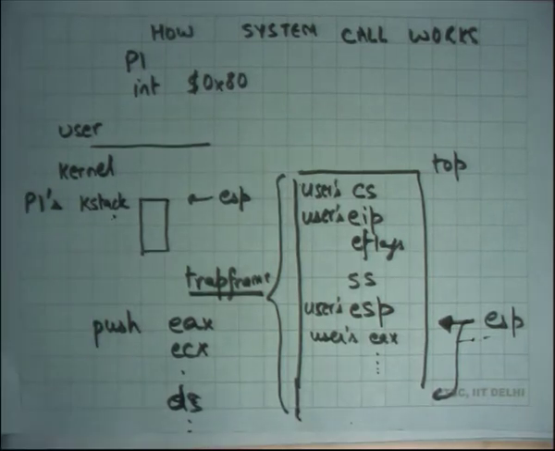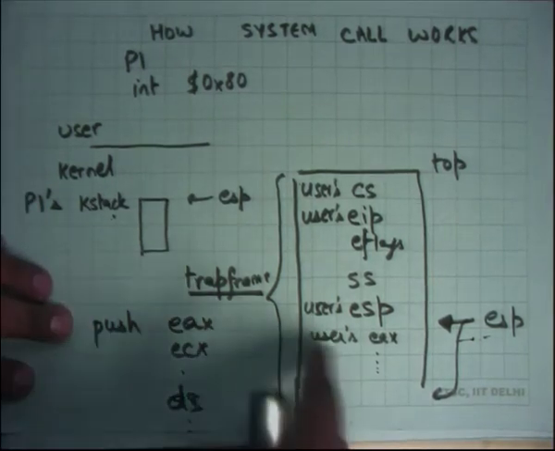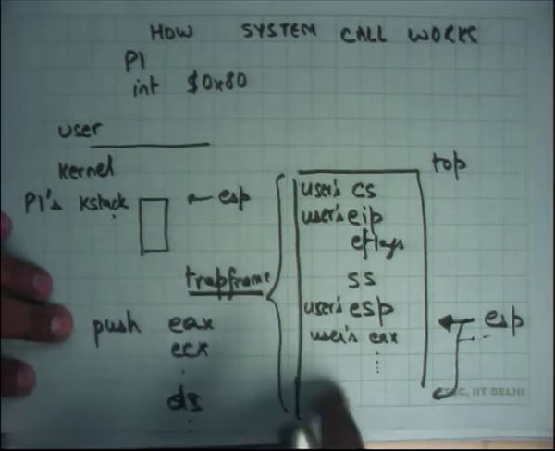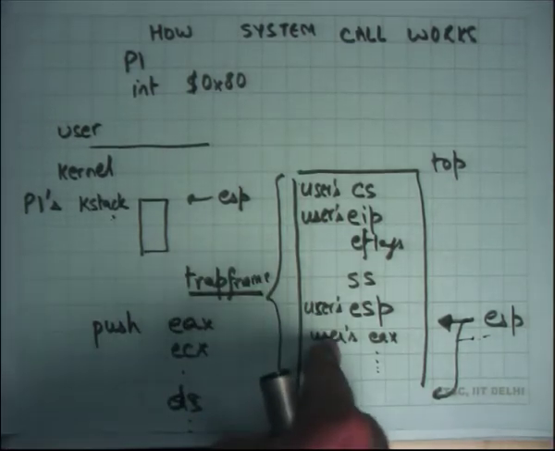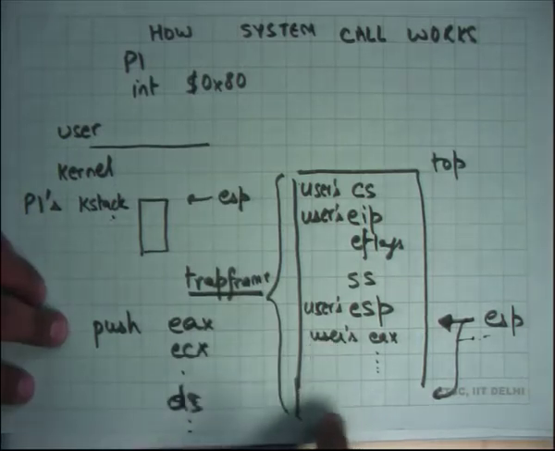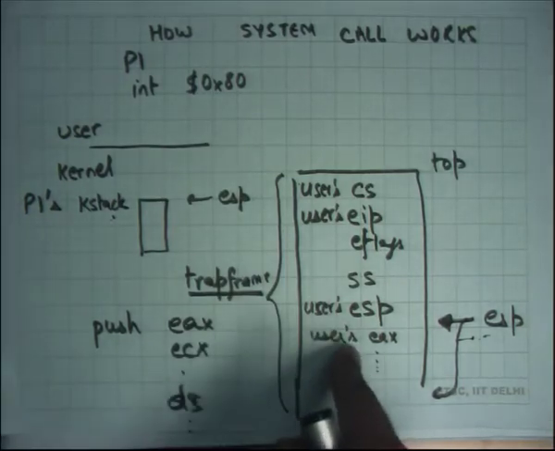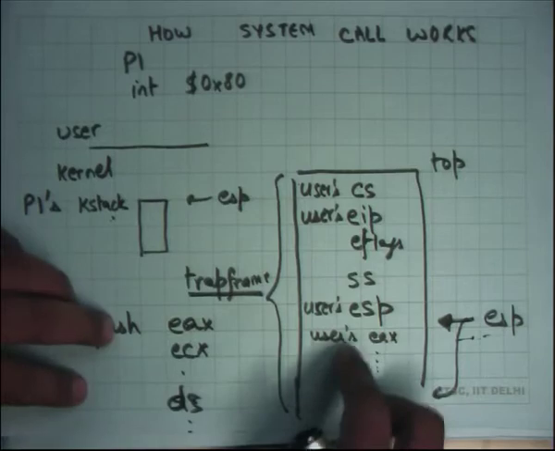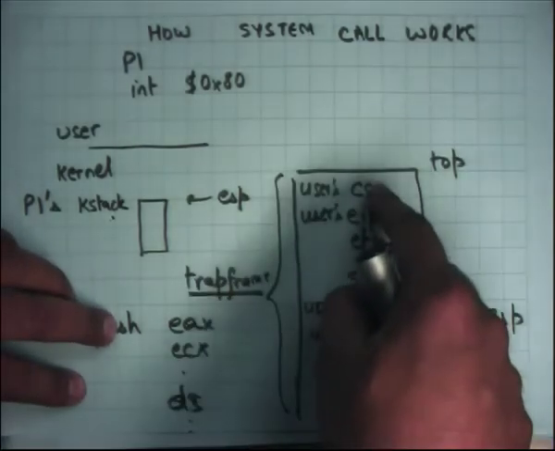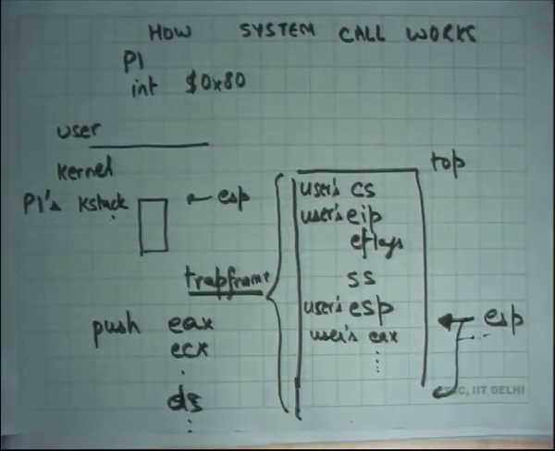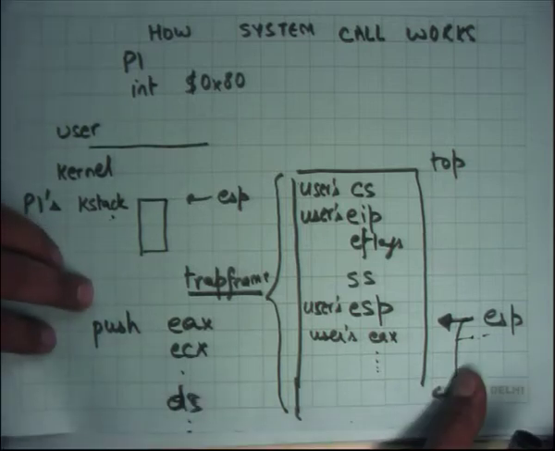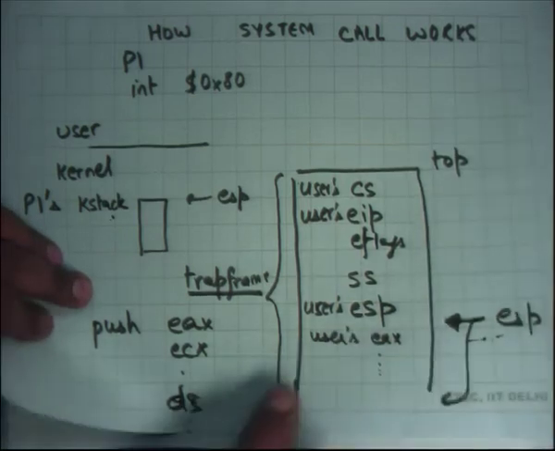At the time of return from interrupt, this trap frame will get popped in the opposite order in which it was pushed, and so the first few values will get popped by the software, and then the iret instruction is going to pop the last 5 values, and the user will continue as though it never went into the kernel, except that the return value would have changed, and maybe some other things would have changed depending on the semantics of the system call. Okay. All right.